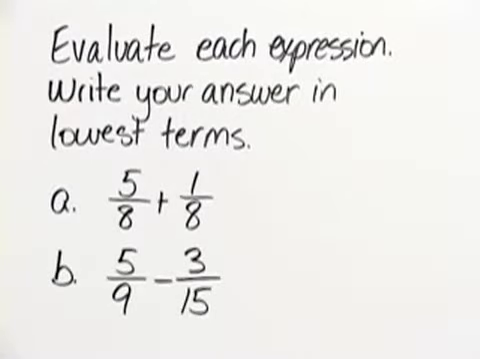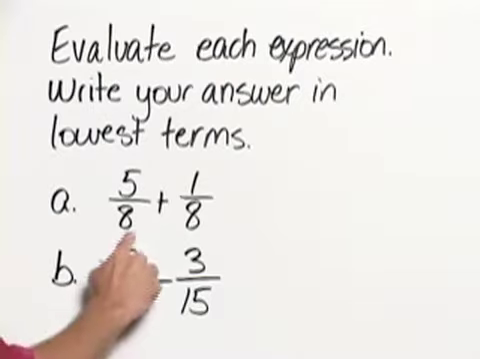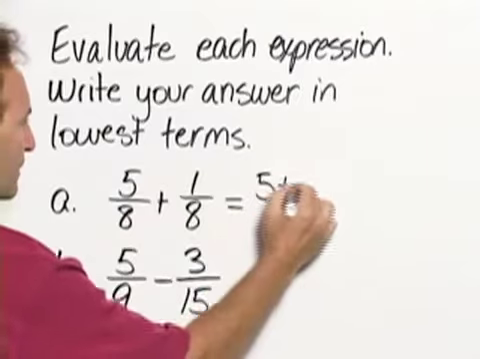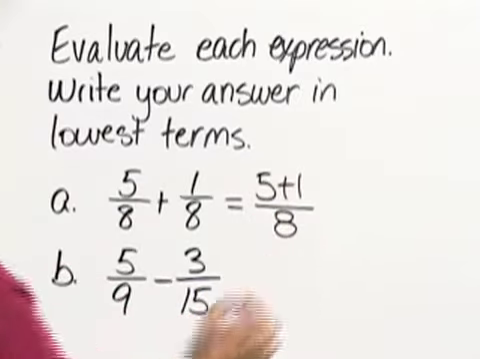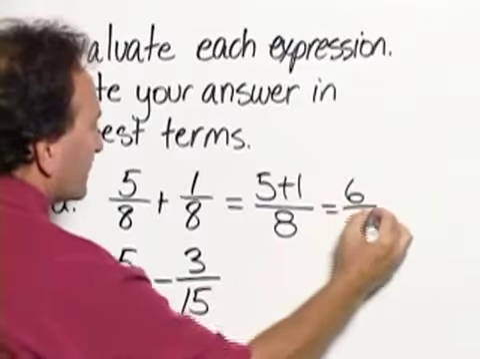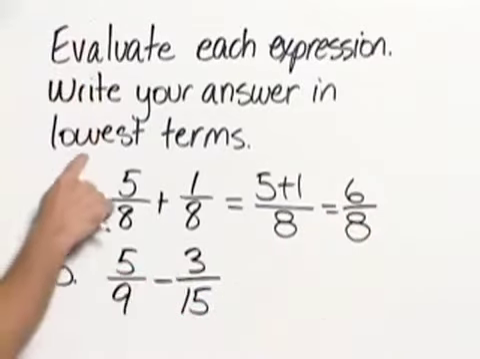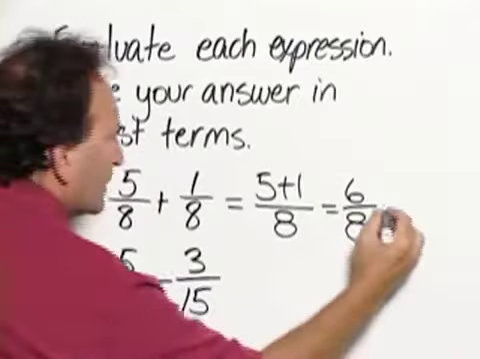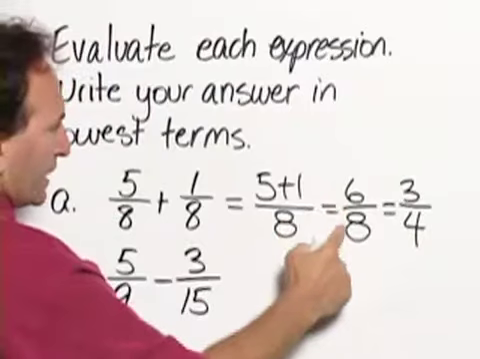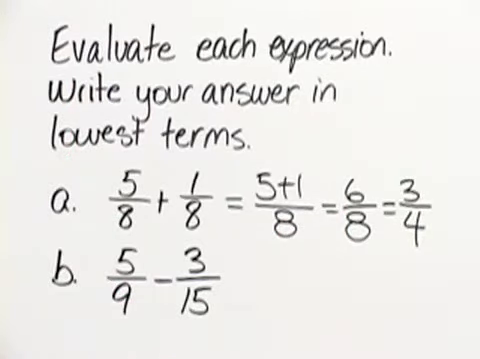Evaluate each expression. Write your answer in lowest terms. For part A, we have 5/8 plus 1/8. Well, they have the same denominator, and therefore we add together the numerators, 5 plus 1, and that goes over the common denominator of 8. That's equal to 6/8, but remember, we must write our answer in lowest terms, so that's equal to 3/4, because we can reduce each of these by a factor of 2.